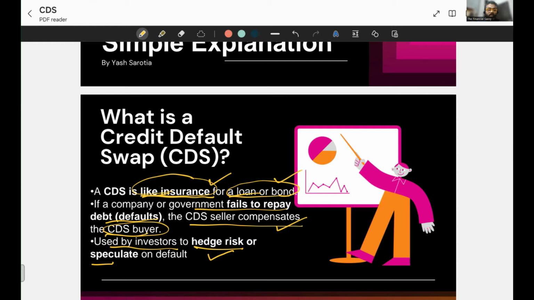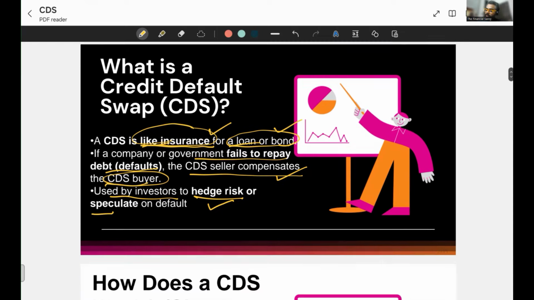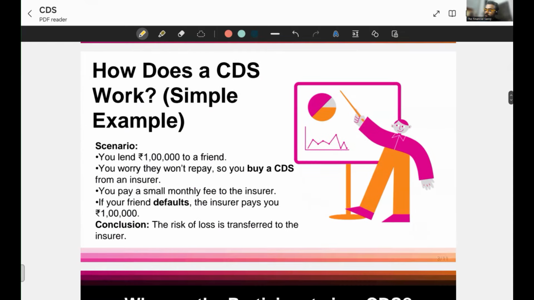In the third point I'm explaining that if the borrower defaults, the CDS seller, like a bank, compensates the CDS buyer, the investor. Think of it this way: you own a valuable asset and you buy insurance to protect it. If something bad happens, you get compensated. That's exactly what a CDS does for the financial markets. I'll try to explain with a simple example now.